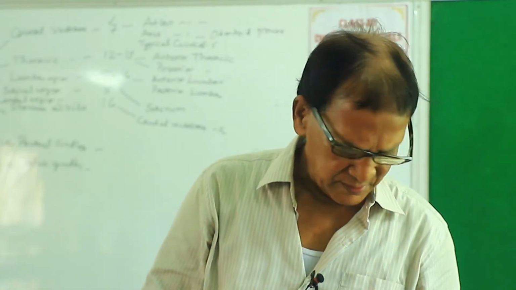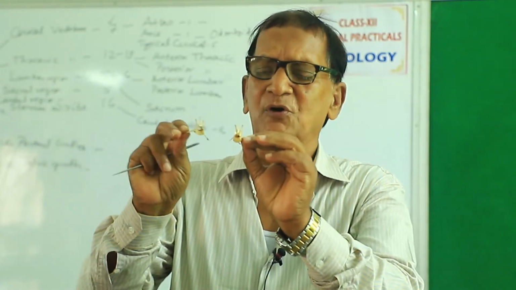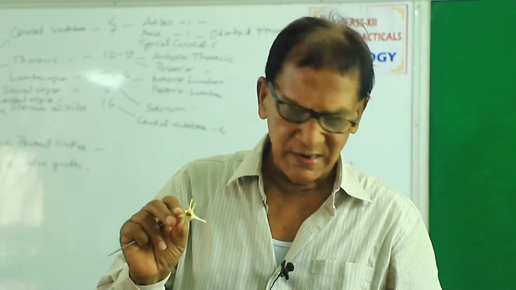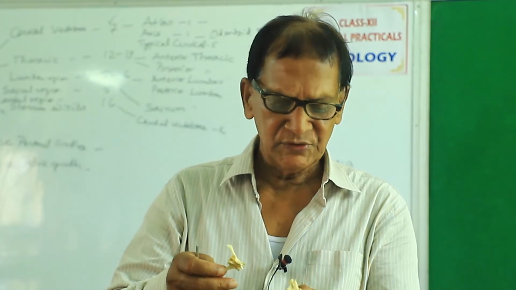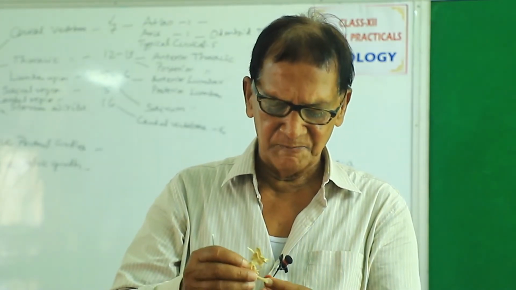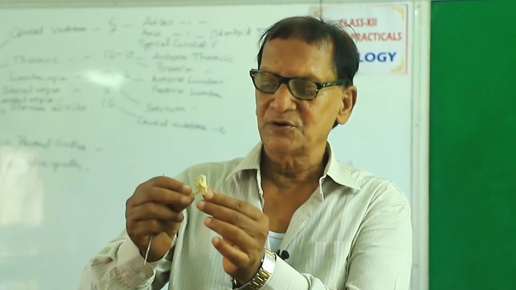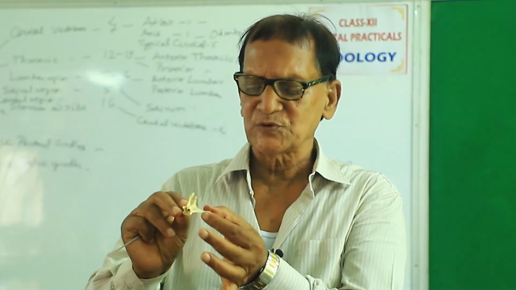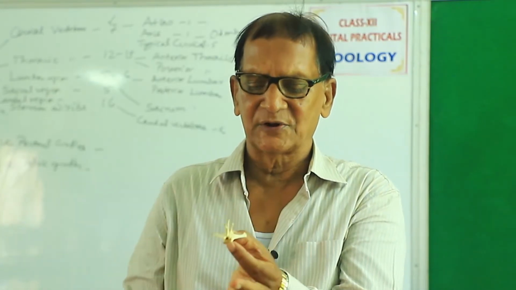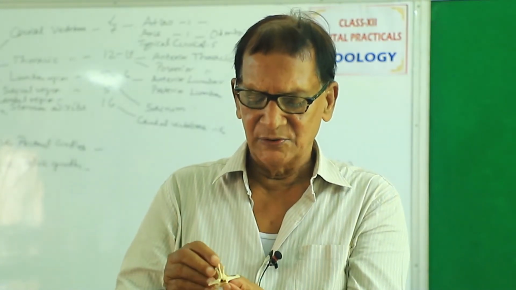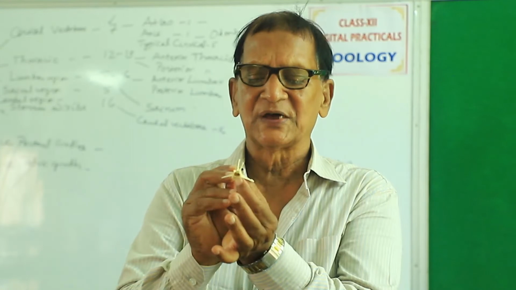Coming to the posterior lumbar, now see the difference between the anterior lumbar and the posterior lumbar. The posterior lumbar has all the characters of the anterior lumbar, only the hypophysis, which was present in the anterior lumbar, is altogether absent. These are transverse processes. So no hypophysis is present here below the centrum. All other characters are similar. The neural canal, neural arch, these are pre-diaphysis, these are post-diaphysis.